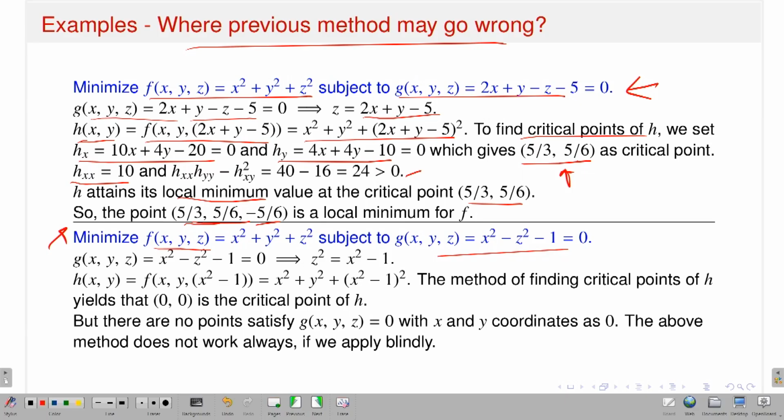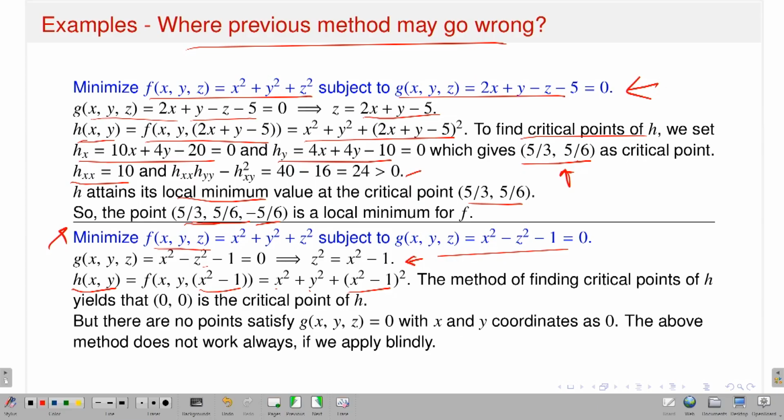Again, repeat the similar things. So I have g of x, y, z, x square minus z square minus 1 equal to 0. You replace z in your earlier function, so you have z square equal to x square minus 1. Now define a function h in two variables, which is f of x, y with z square replaced by x square minus 1, which is nothing but x square plus y square plus (x square minus 1) whole square. Now again you have a function of two variables, again it is a polynomial, you just get the critical points.